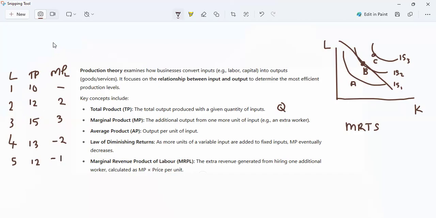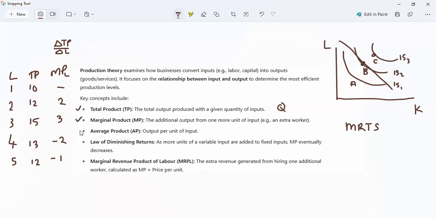So the formula for marginal product of labor is the change in what? Total product of labor over change in the labor units. What we mean is we're looking at the difference in the labor units. So it is 12 minus 10 divided by 2 minus 1. So 12 minus 10 is 2. 2 minus 1 is 1. So the quotient is what? 2. 15 minus 12 is 3. 3 minus 2 is 1. So we're getting a 3. So this is how we find our marginal product of labor. The total product is simply the output.